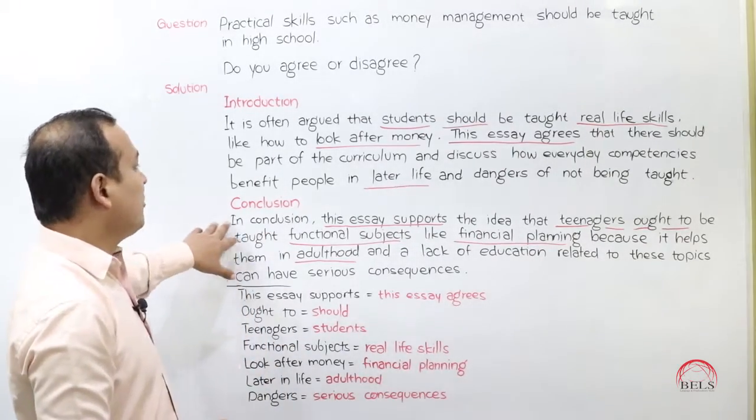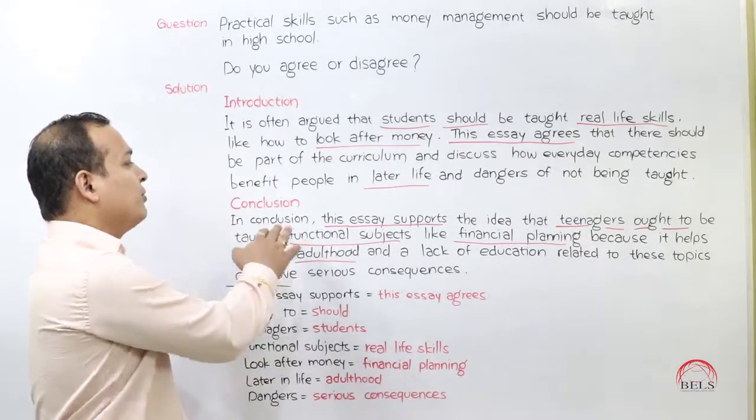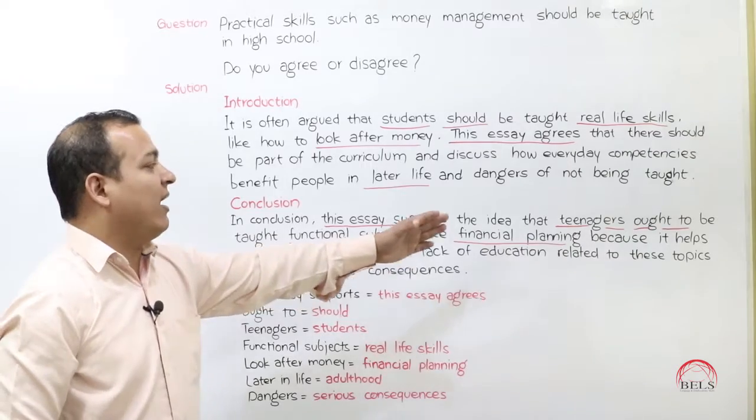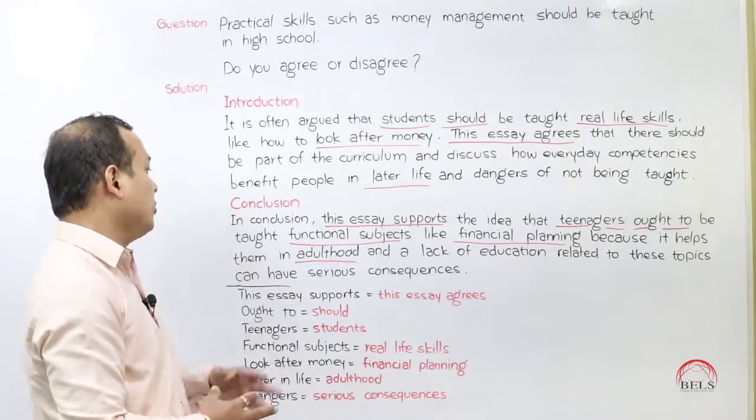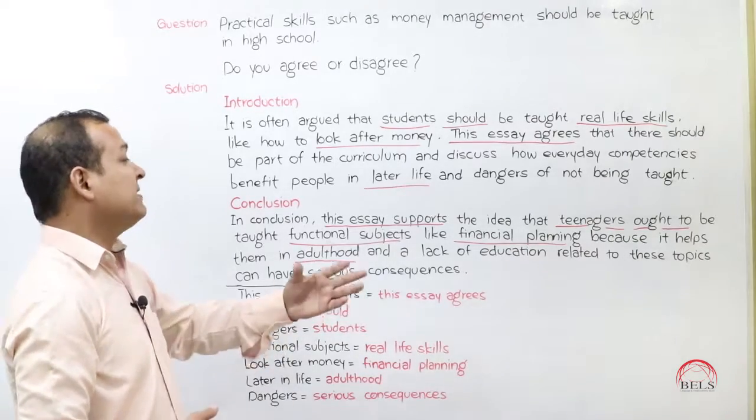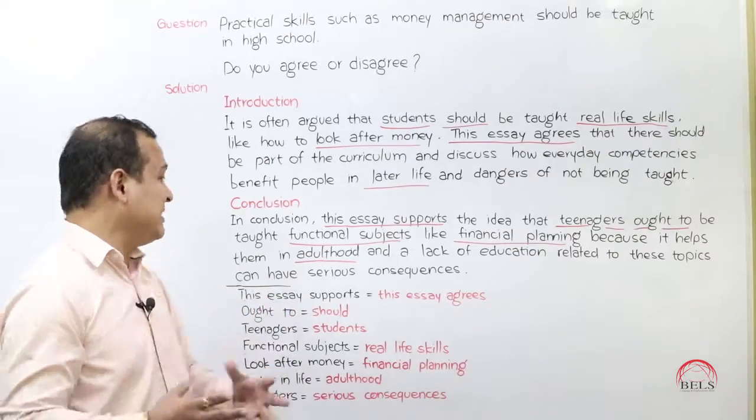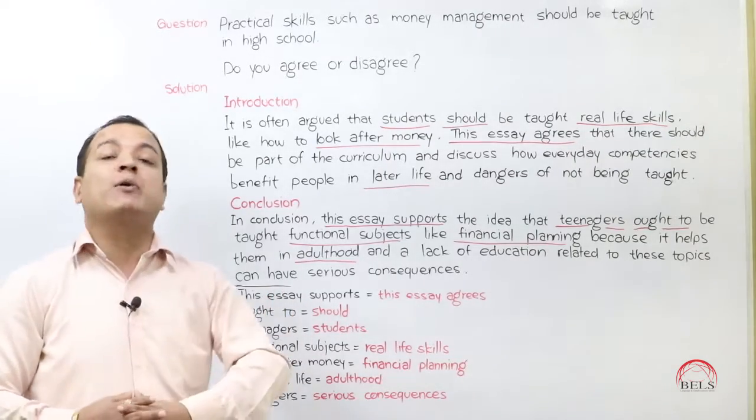You can see here in conclusion, comma, this is very important, use a formal line. In conclusion, this essay supports the idea that teenagers ought to be taught functional subjects like financial planning because it helps them in adulthood, and lack of education related to these topics can have serious consequences.